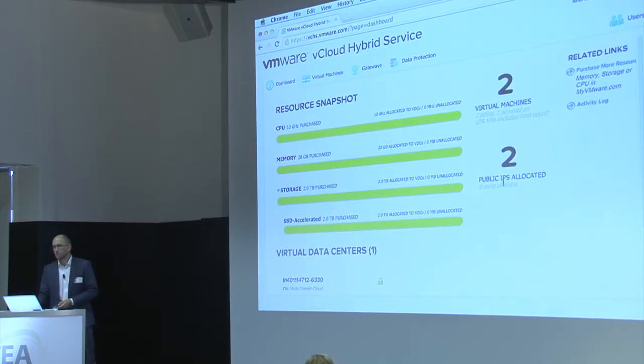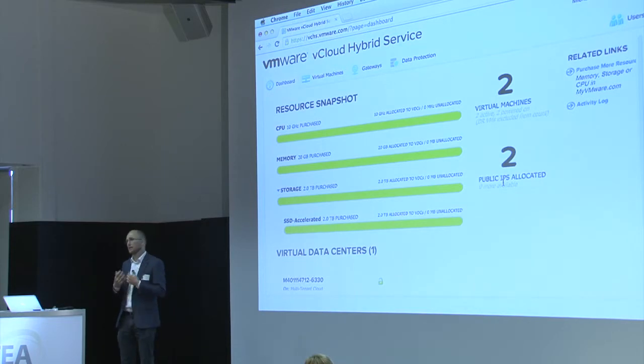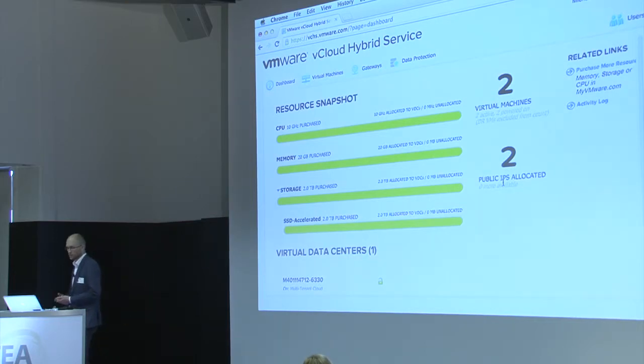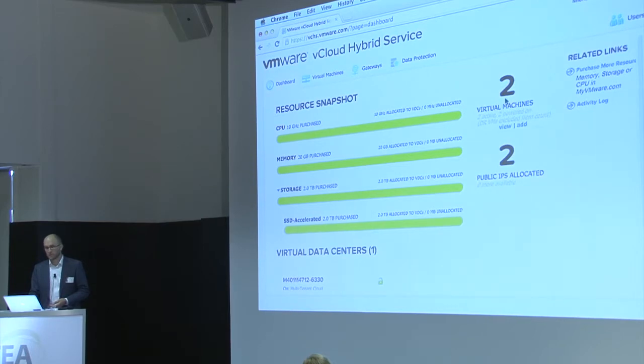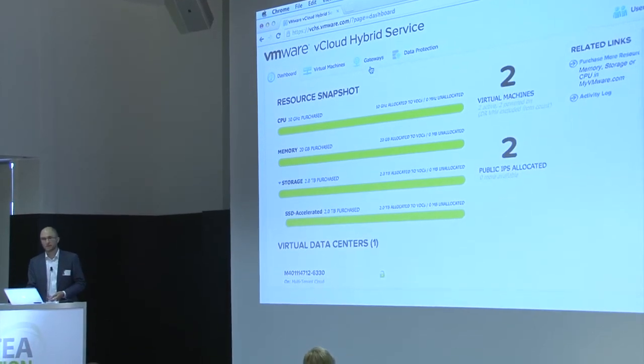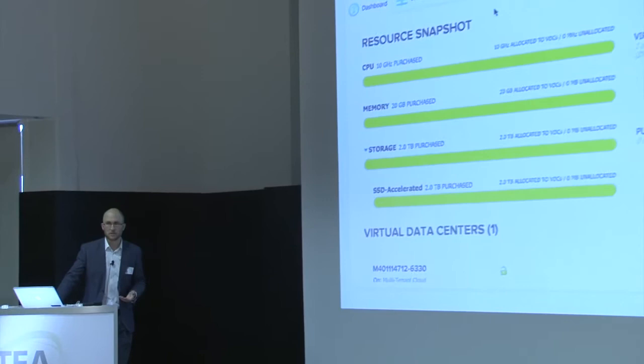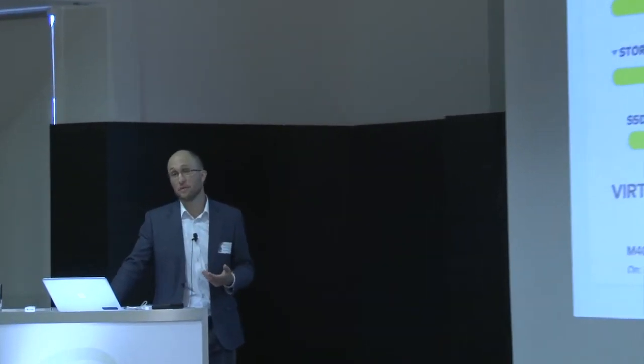I also have 2 public IP addresses here. That means I can set up 2 web services, for example. But I could always purchase more if I needed to. In here I have a couple of virtual machines running. I can see gateways, which would be my network configuration. And if I had connected my own data center into VCloud Air, I could manage that from here.